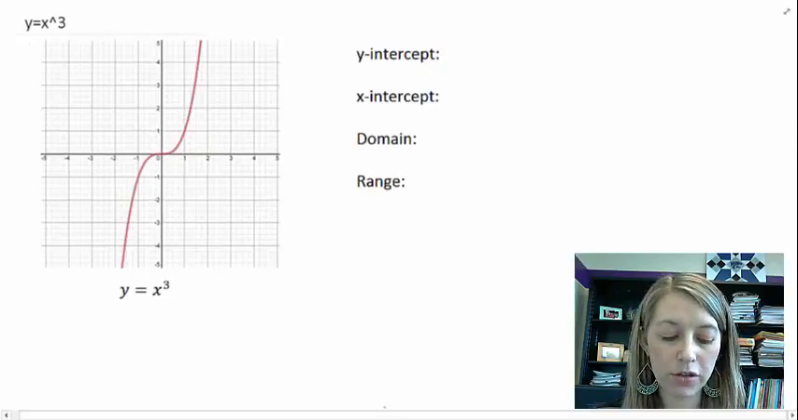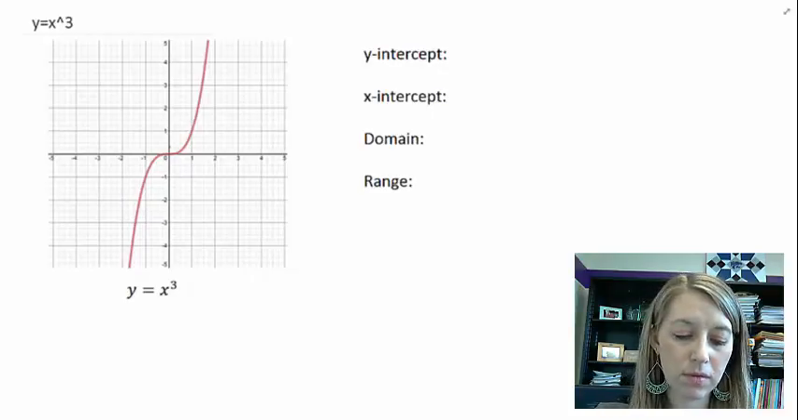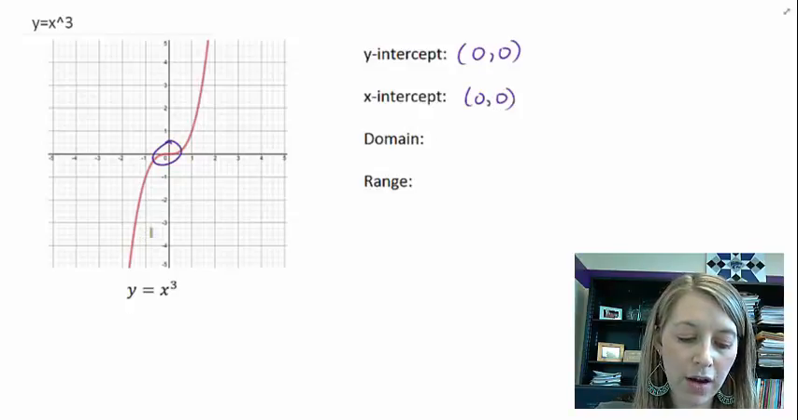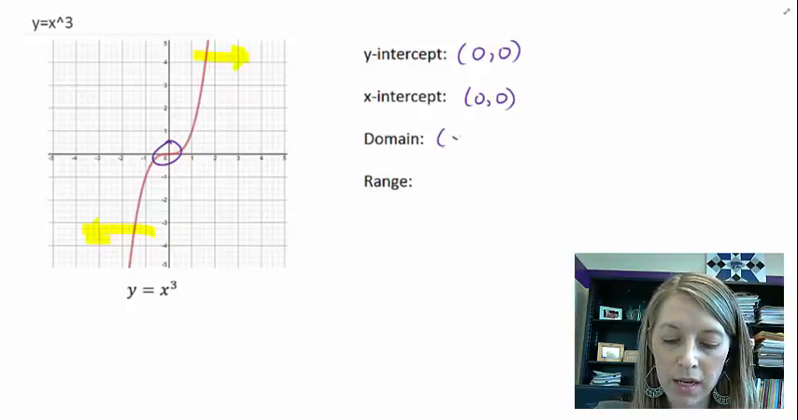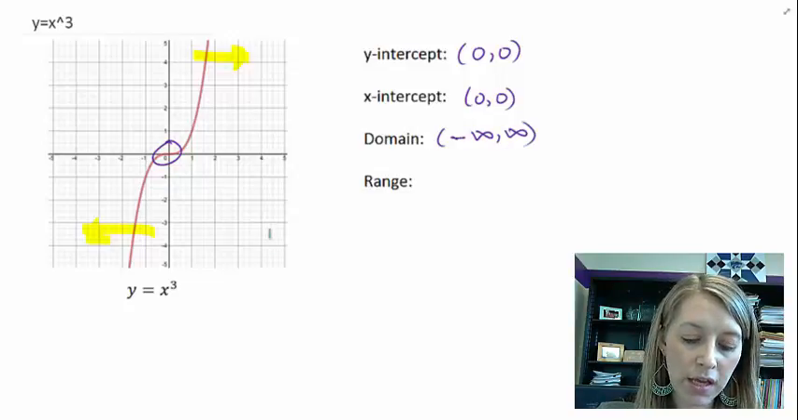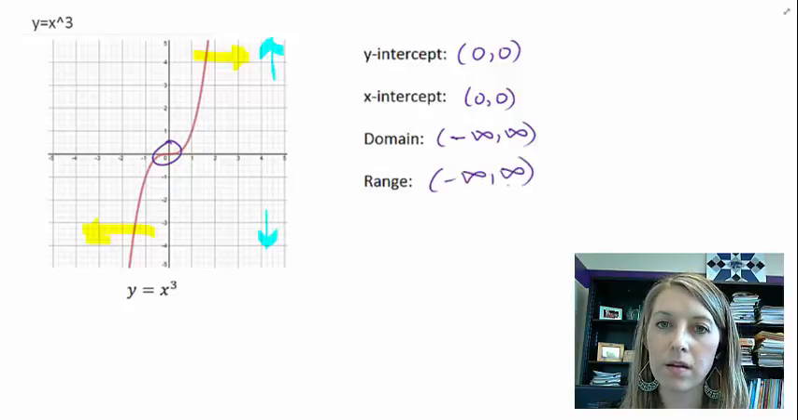X cubed, your turn. Pause it and do it all on your own. X and y-intercept, again at the origin. Domain, this graph goes forever to the left and forever to the right. So my domain is negative infinity to positive infinity. Range is forever down and forever up. And so same thing for the range.